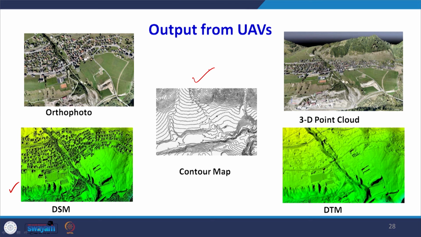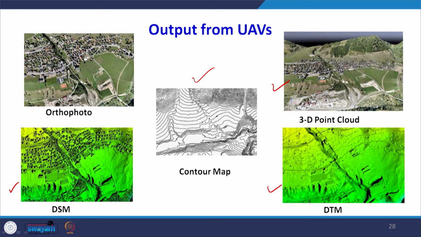You can create a 3D point cloud data also. So, for all those applications which are based on the visualization of the terrain, you require 3D point cloud data where you can actually visualize the terrain not only from different angles, but from different heights also. Then you can create a digital terrain model. So, you can visualize the whole of the terrain in the third dimension aspect. So, these are some of the outputs which you can derive from the UAV.